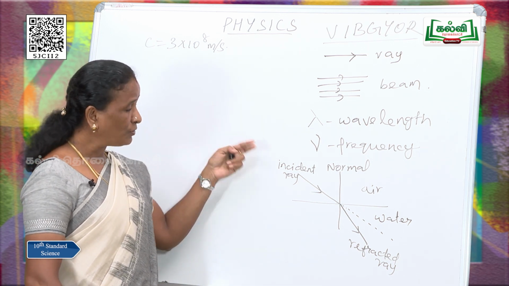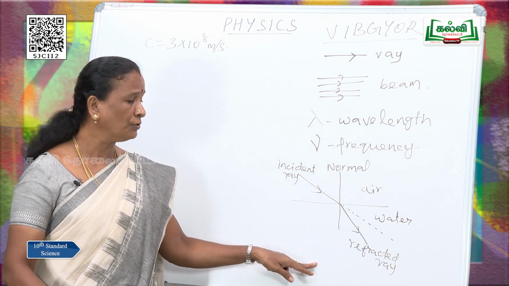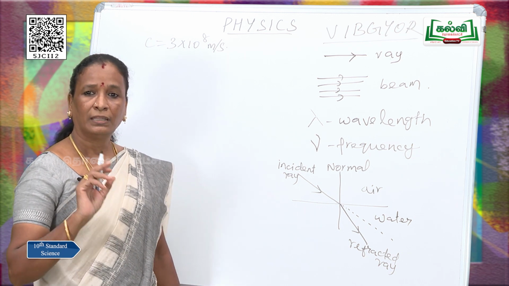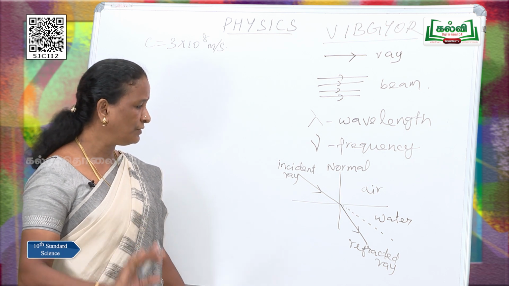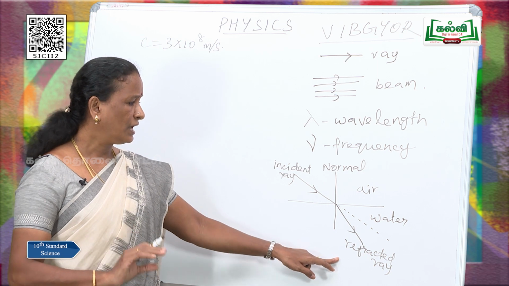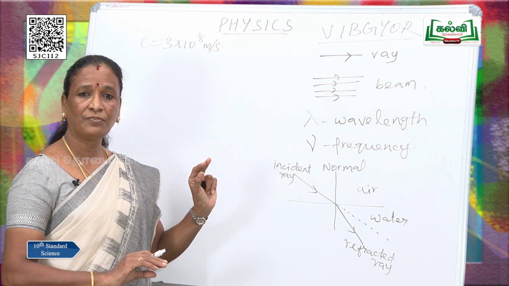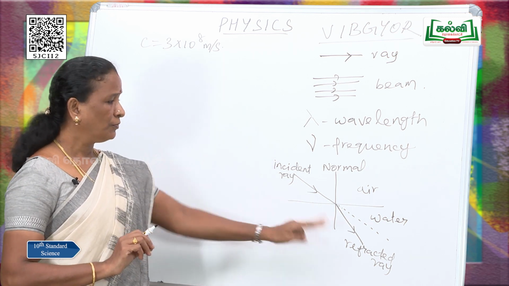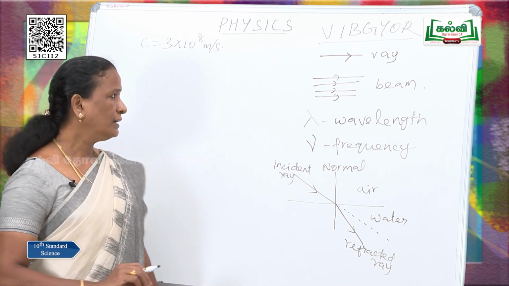When it travels from rarer medium to denser medium, what is meant by rarer? I already told you, it is a medium where the velocity of light is higher. In the denser medium, the velocity of light is low. You know this very well. For example, compared to air, the velocity of light in water is low. Compared to water, the velocity of light in glass is lower than in water. So, the velocity of light is more in the rarer medium and less in the denser medium.